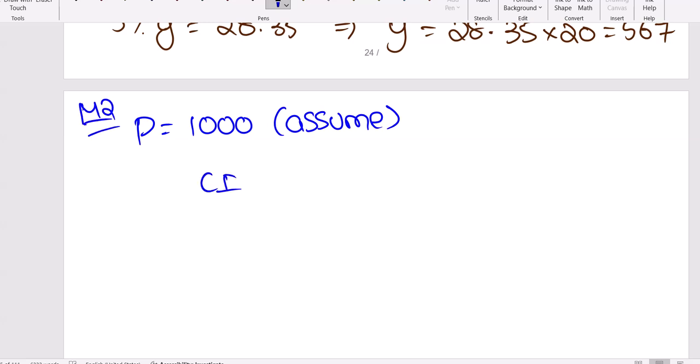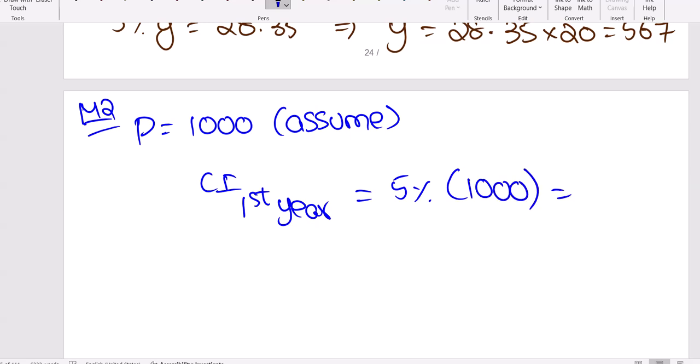What is the compound interest for the first year? What is the rate of interest? So 5% of 1000. What is 10% of 1000? 10% is 100. 5% is 50. First year completed.